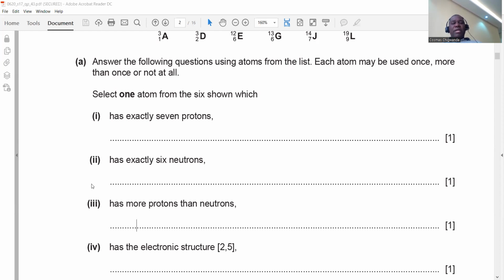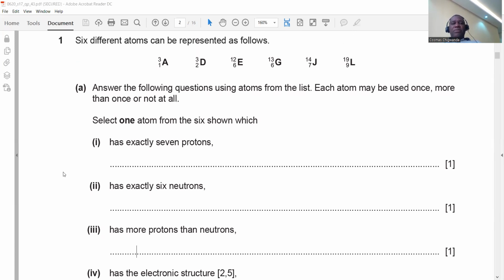has electronic structure 2,5. When we're talking of electronic structure, we are looking at electronic configuration, how the electrons are arranged in the atomic shells, okay? So we need to go through from A to L and analyze which one is going to have electronic configuration 2,5 or electronic structure 2,5. Remember, for electronic structure, we use the atomic number, okay?